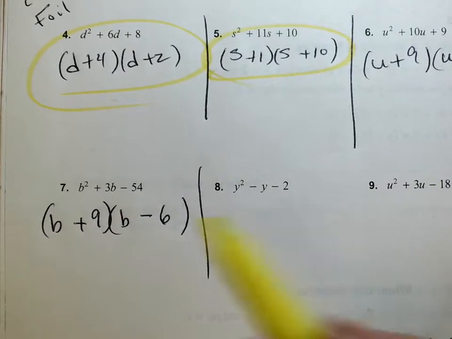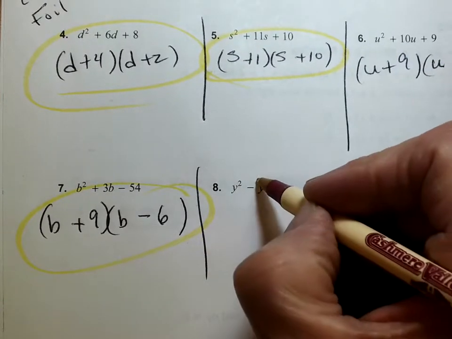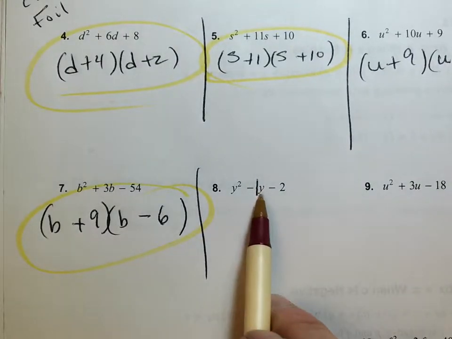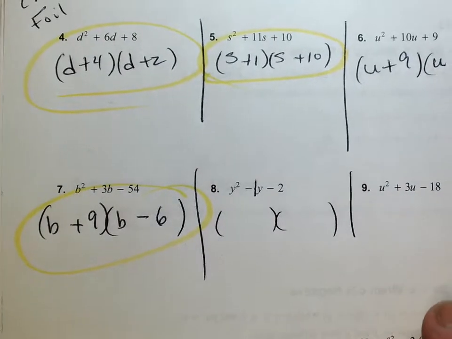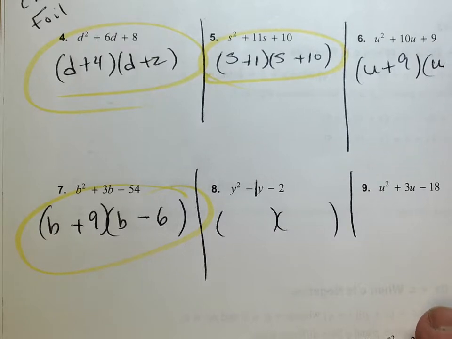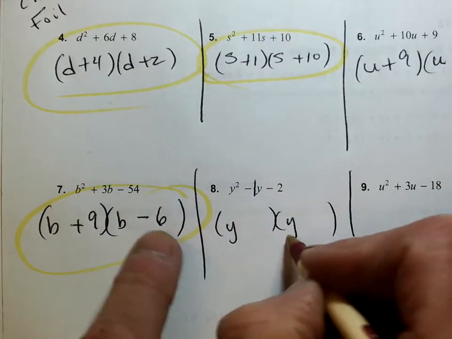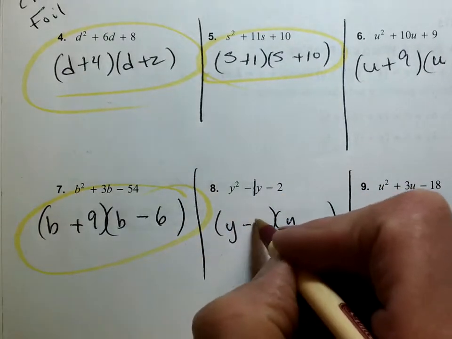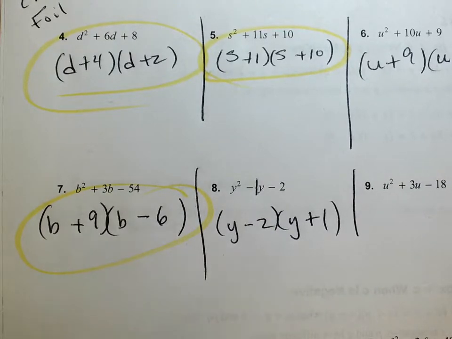Okay. How about number 8? To make it easy for myself, I need to put a 1 right there. It's going to help me out. So parentheses, parentheses, parentheses, parentheses. This one's really easy because there's only one way to make 2. What times what makes 2? 2 and a 1's right. We're going to need a negative 2 and a positive 1, because we need to make the negative 1 when we add them, right?